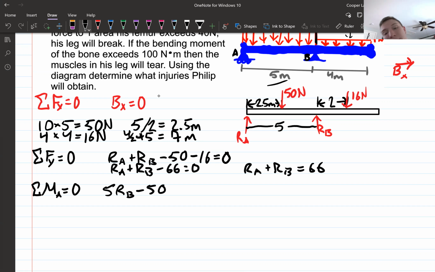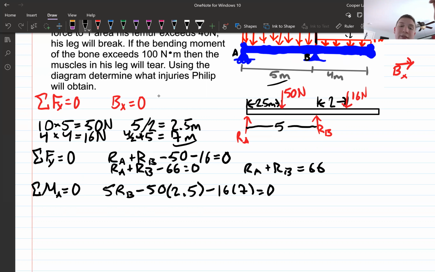However, we know that to be 2.5 meters away. So minus 2.5 times 50, times 2.5. Now I'm also going to subtract our 16 Newton force, and I'm going to multiply it by its distance, which we determined earlier to be 7. So times 7, and this equals 0.